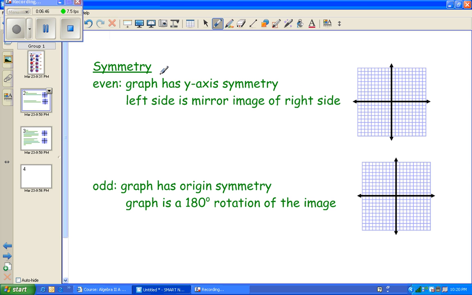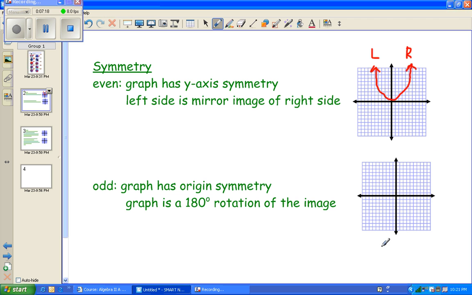Symmetry is also a very important part of polynomials. If something has even symmetry, then that means the graph is going to have symmetry around the y-axis. So, for example, x squared has even symmetry, because if you held a mirror up to the left-hand side, it would resemble the right-hand side.